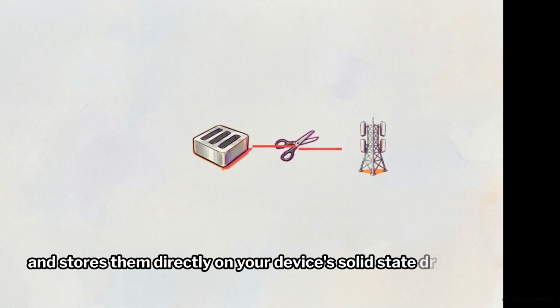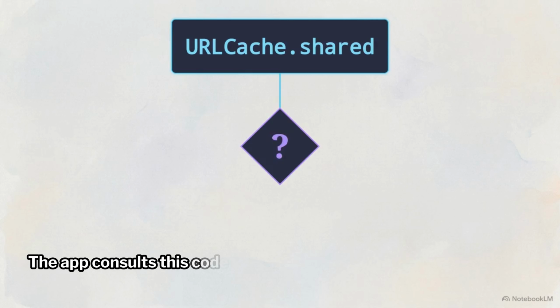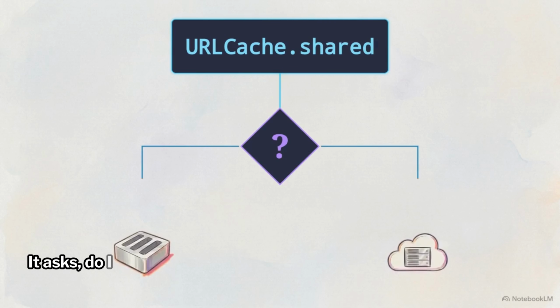In Swift, developers rely on URLCache.shared. Before making a network request, the app consults this code. It asks, do I already have this image? If yes, the logic routes to local storage, actively bypassing the network entirely. This entire decision tree executes in a fraction of a millisecond. It happens entirely invisibly, between the moment your thumb touches the screen and the moment the image slides into view.